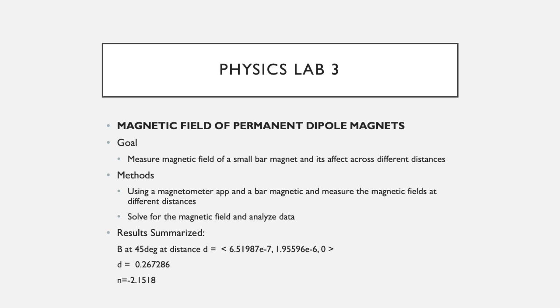At the end of the lab, I got a B value 45 degrees from the axis at distance d of -6.519e-7 Tesla in the x direction, 1.955e-6 Tesla in the y direction, and 0 Tesla in the z direction. I also ended up with an n value of -2.1518 based on my data.